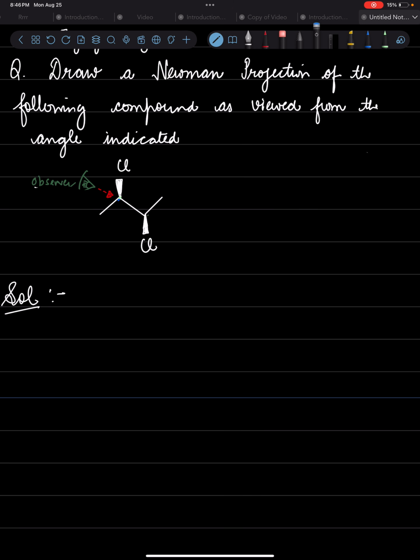Now, for this flying wedge, we are going to depict the hydrogens, and for Newman projection, we have to see the molecule along the longitudinal axis. So we are observing on this axis. So this is our front carbon, where the methyl is facing downwards. For the back carbon, methyl is facing upwards.